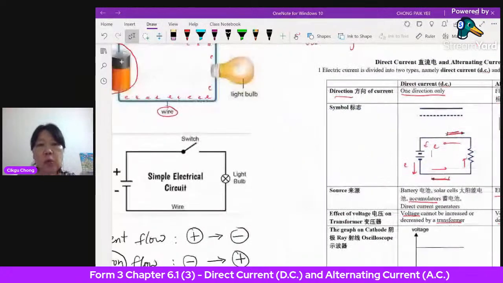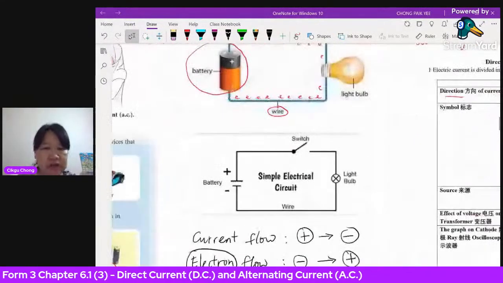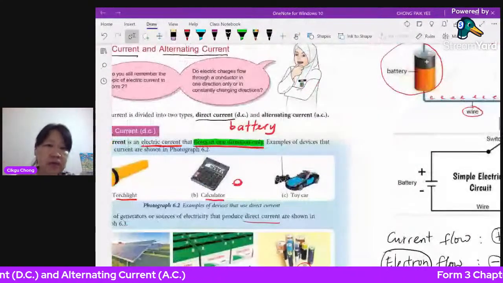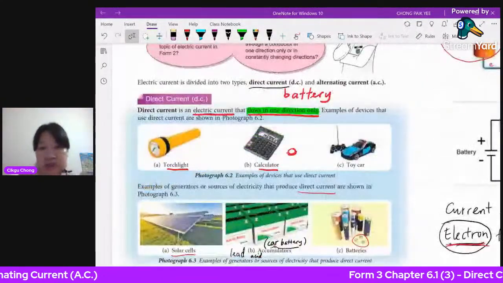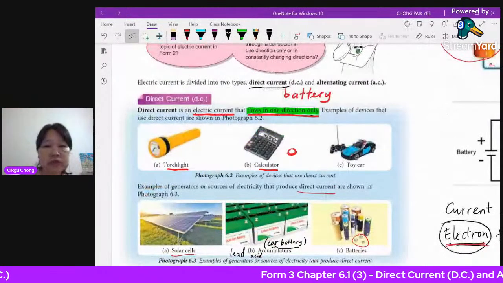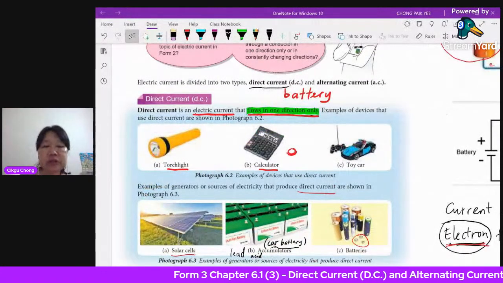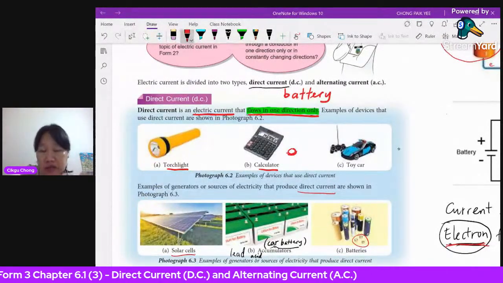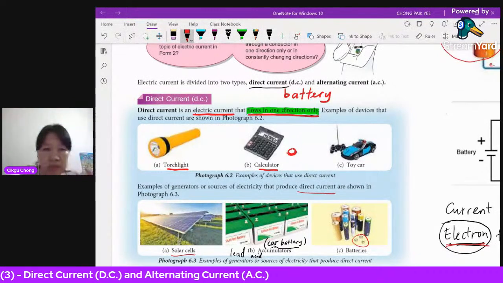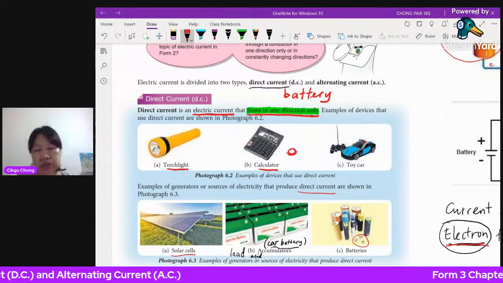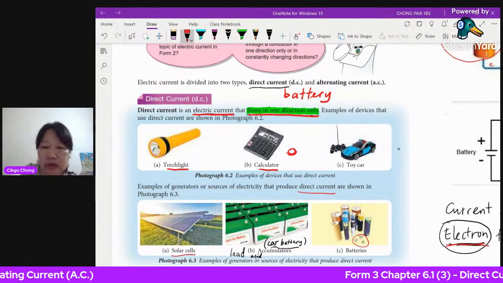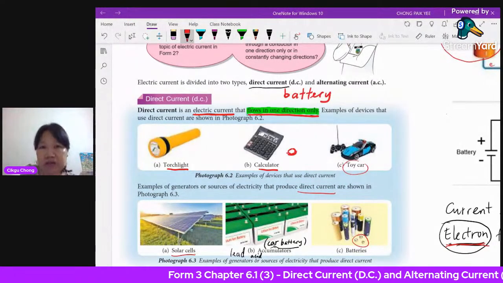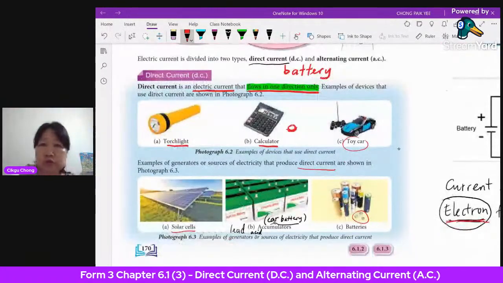So what kind of devices would provide you with direct current? It's all these batteries, like the batteries you use in a torchlight or a calculator. These are all dry cells, and they all provide direct current. This is the button type, the small little battery you put into your watch and calculator. Toy cars use alkaline batteries and so on. A solar cell, using photovoltaic cells, also provides direct current.